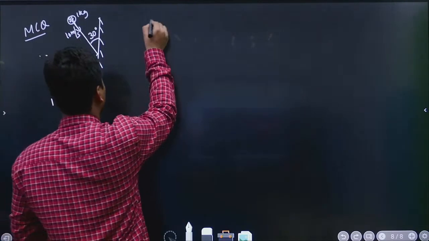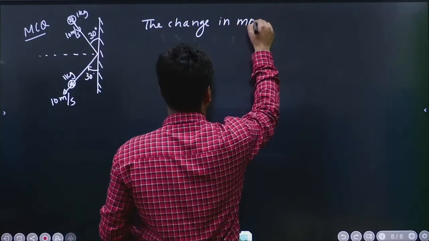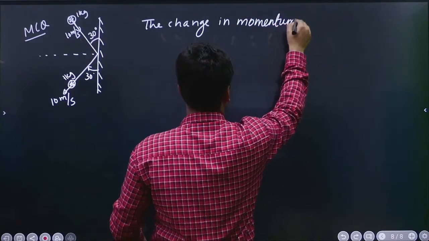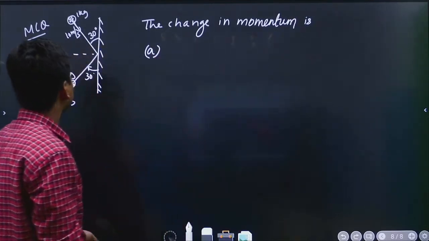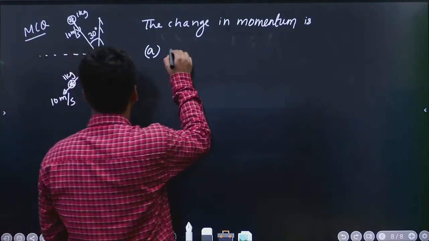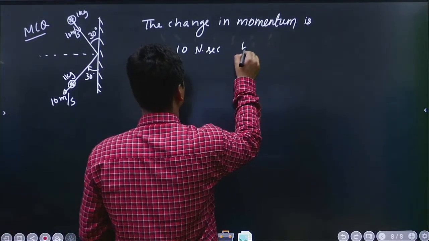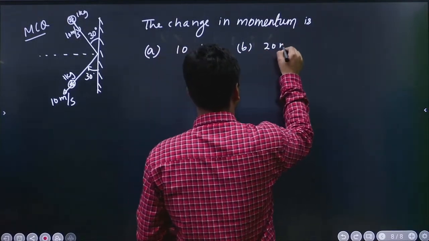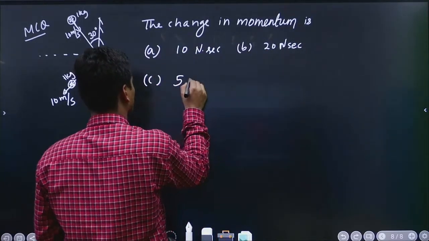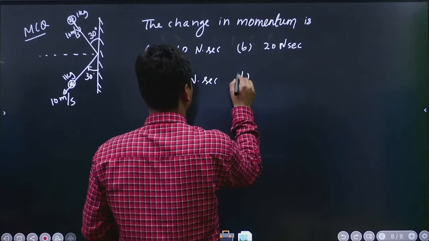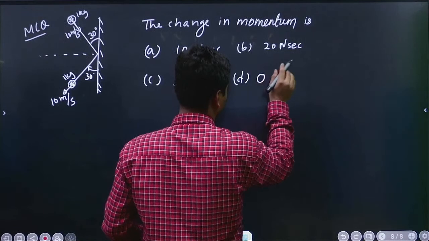Now what do you need to find? You need to find the change in momentum. Options are given here, so write this: 10 Newton second, or 20 Newton second, or 5 Newton second, or 0. Just write, just 0.